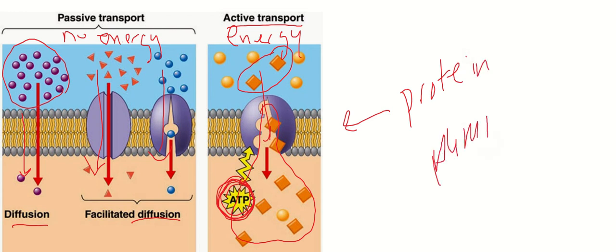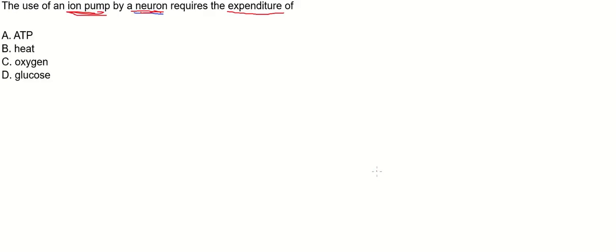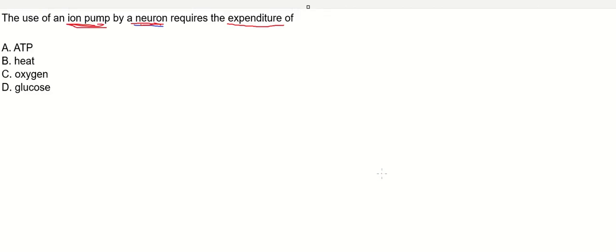Okay, and that's how ions, these are ions, charged atoms or particles, move across the cell membrane using ATP, protein pump, active transport. So all those go together. ATP is your answer.